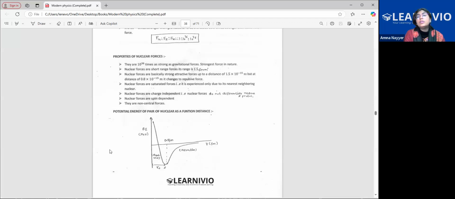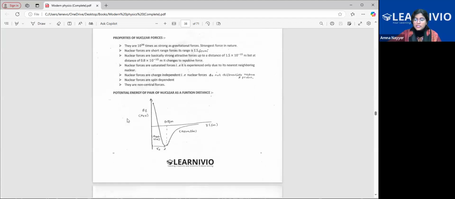Non-central forces means, unlike Coulomb's law, the Coulombic or electrostatic forces are central forces. When you join the two charges, there's a central line running through it. So if Coulomb's law is existing, it will act on a line joining the centers. That's why they are called central forces. Nuclear forces are nothing like that, they do not have to join the centers. Regarding this graph, at a distance of 0.8 fermimeters, it reaches the maximum negative value of the potential energy. So this is what is written in the graph.